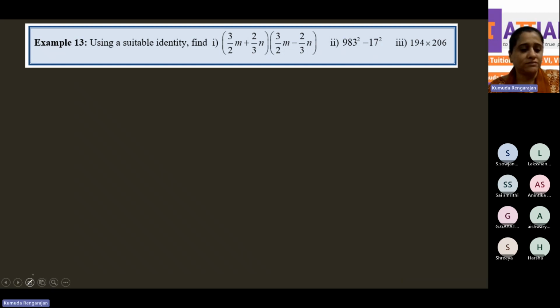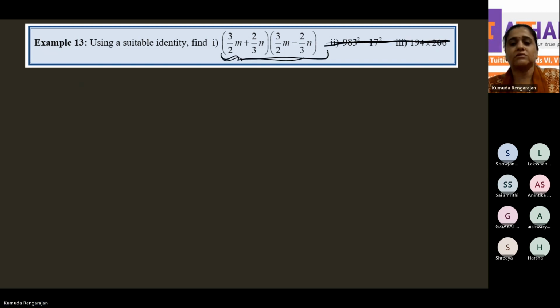In example 13, see the first term. Don't look at these two now. We're talking about this one.